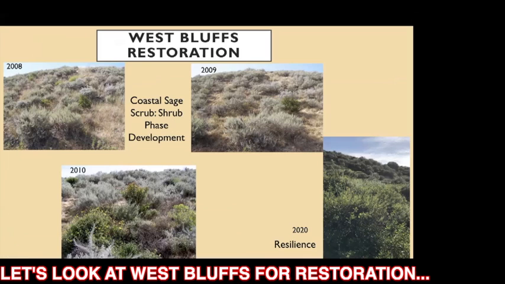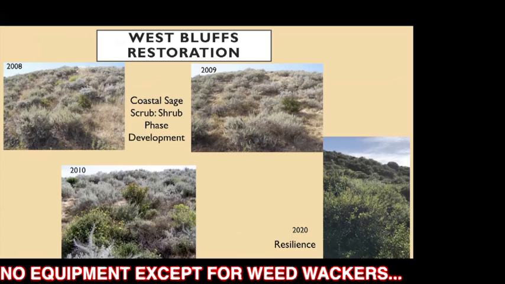So that is simply weed control, no equipment except for weed whackers to take out the non-natives before they flowered, raking off the thatch so we had a seed bed, and then seeding, and then, you know, several years of hand weeding followed. That's an ecologically efficient way to restore.